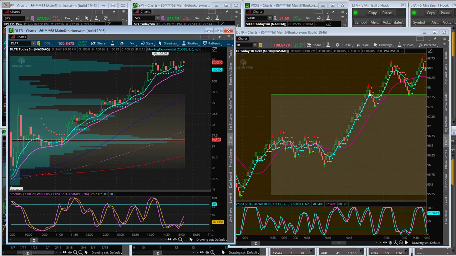That's my opinion. Now, I'm assuming that everybody is going to have more than $25,000 in their account, be it an individual retirement account or not, so that you can avoid the pattern day trader exclusion period.